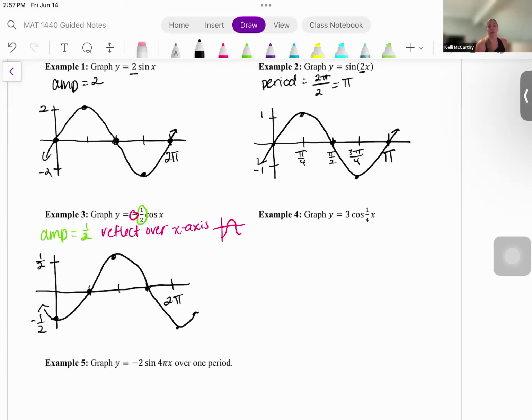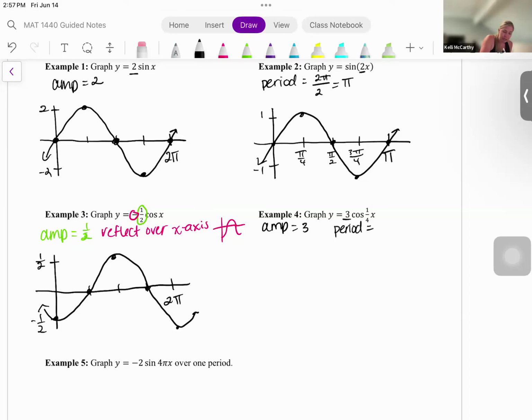Y equals 3 cosine of 1/4 x. So now we've got two transformations. Technically the last one did have two transformations because we broke up the negative, that factor of -1, and the 1/2. But in this one, we're going to see two very obviously different transformations. The 3 out front is going to give us our amplitude of 3. And that 1/4 is going to impact our period. Again, that's called our frequency.